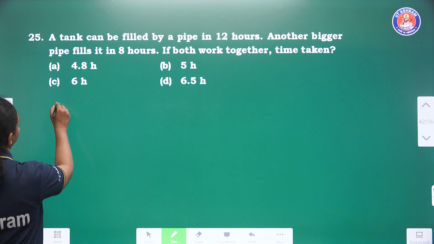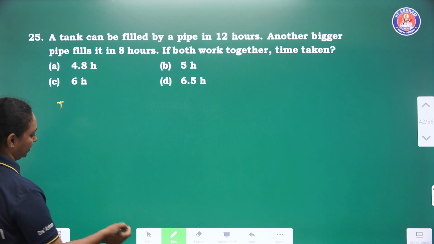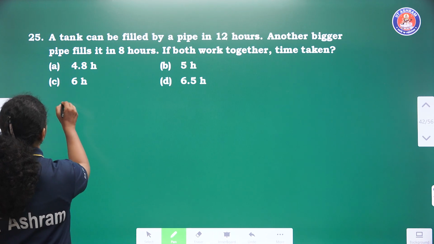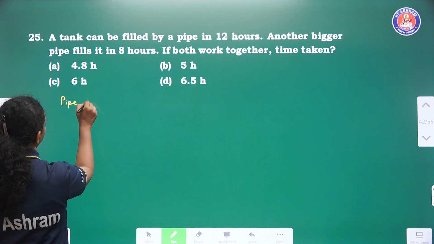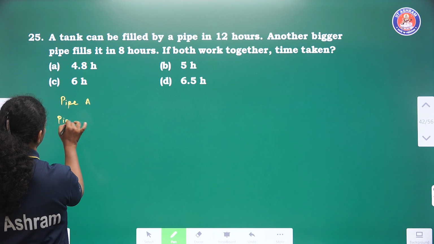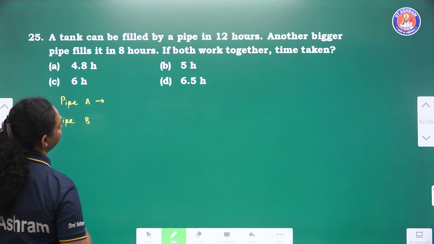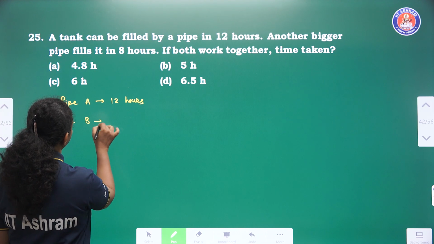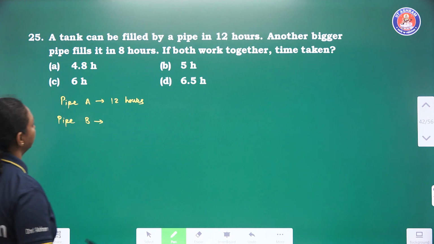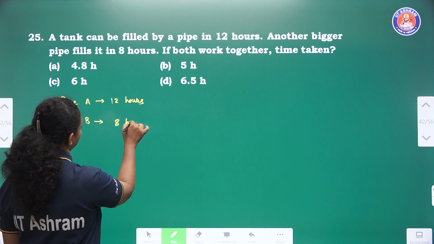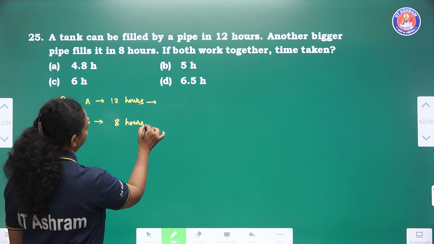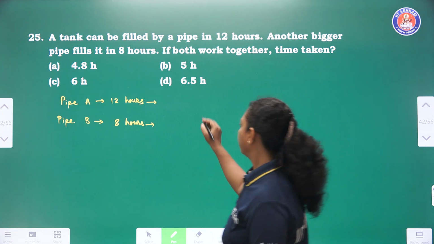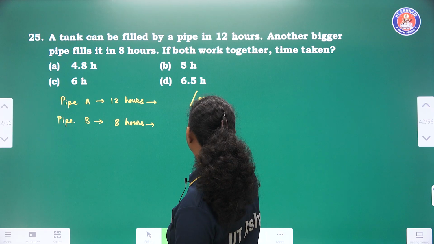So, the first pipe, just write that pipe A and pipe B. Pipe A fills the tank in how many hours? 12 hours. And pipe B fills the tank in 8 hours. So how much part of a tank is filled by them per hour? We just find that per hour.